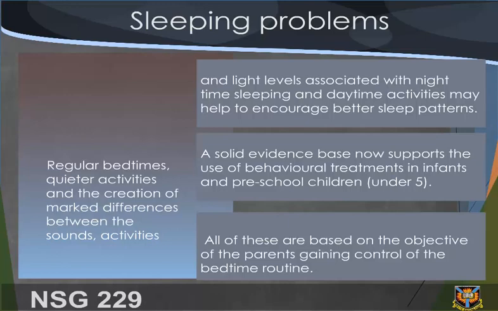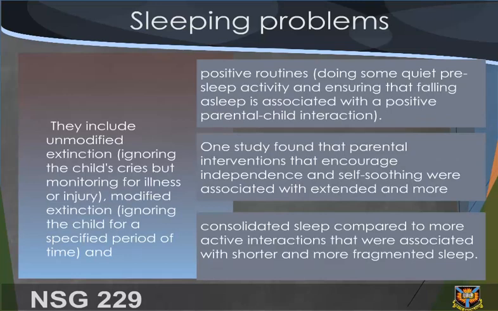All of these are based on the objective of the parent gaining control of the bedtime routine. They include unmodified extinction, ignoring the child's cries but monitoring for illness or injury; modified extinction, ignoring the child for a specified period of time; and positive routines, doing some quiet pre-sleep activity and ensuring that falling asleep is associated with a positive parent-child interaction. One study found that parental interventions that encourage independence and self-soothing were associated with extended and more consolidated sleep, compared to more active interactions that were associated with shorter and more fragmented sleep.